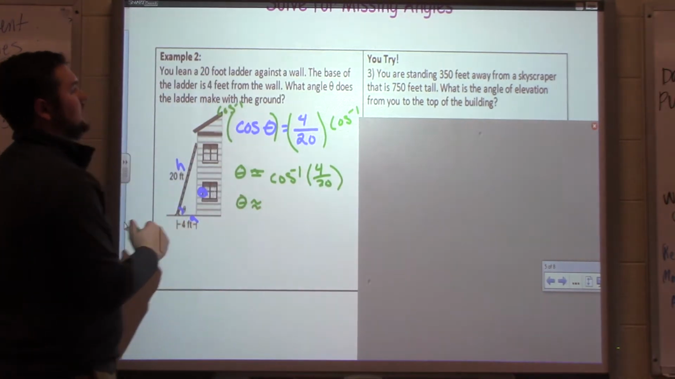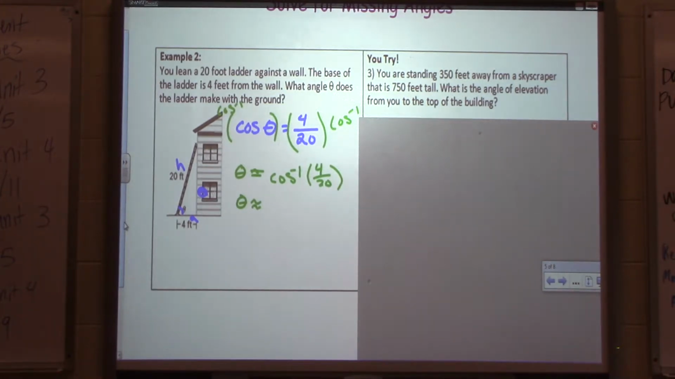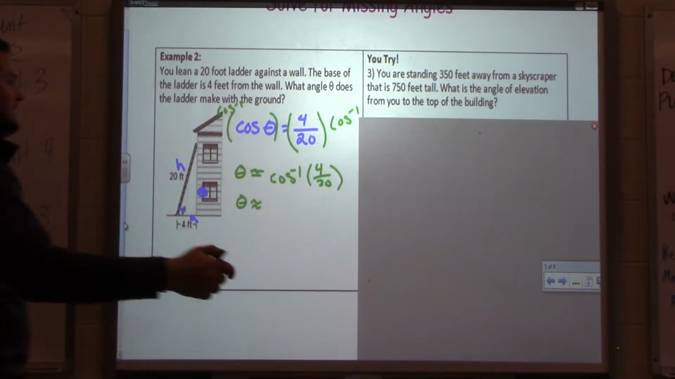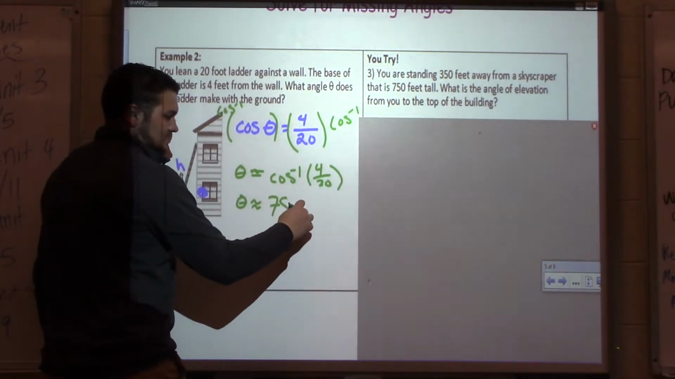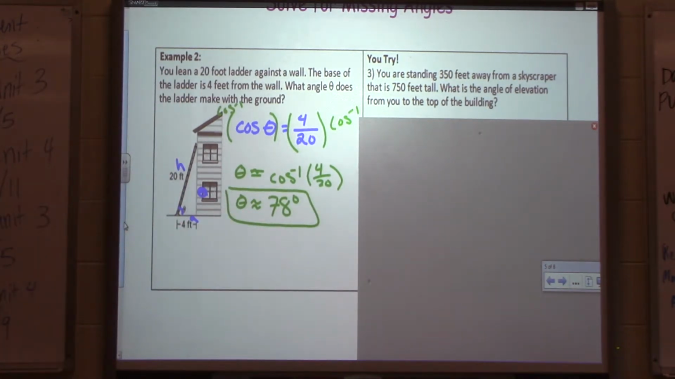So theta equals inverse cosine of 4 over 20. Remember, we're doing degrees. We want the nearest whole degree, unless it says differently. 79 degrees. Is that what everybody else got? 78.46, you round up to... Do you look past that? No, the 4 is what determines it. So it should just be approximately 78 degrees. Alright, any questions on that?